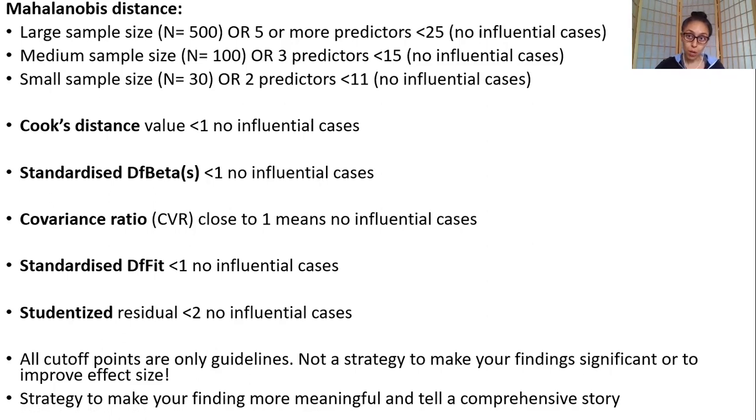So when you learn how to do proper regression in SPSS or any other software that you're using, you have a benchmark to compare your project result against. All right. So Mahalanobis distance: if you have a large sample size, say n equal to 500 or more, or else 5 or more predictors, then a Mahalanobis distance value of less than 25 means you have no influential cases. Similarly, a medium sample size, roughly around 100, with 3 predictors, less than 15, no influential cases. Small sample size, or 2 predictors, then less than 11, no influential cases.